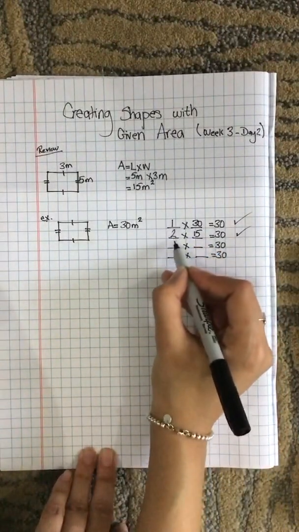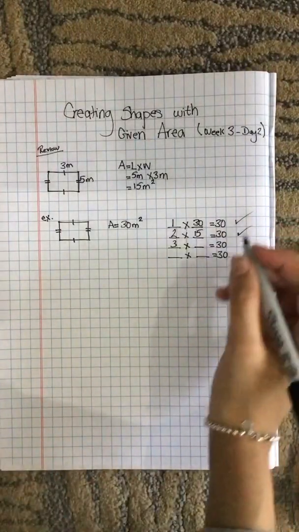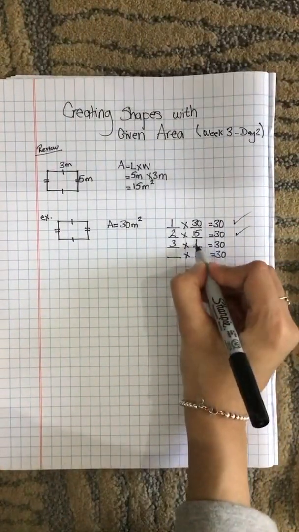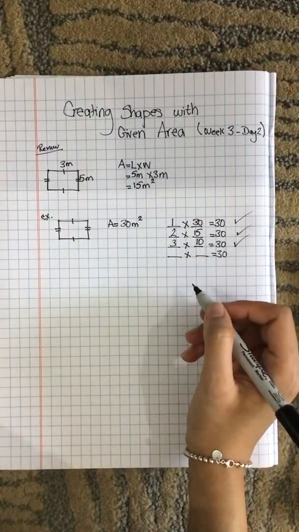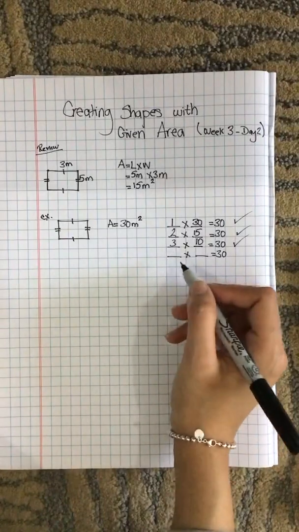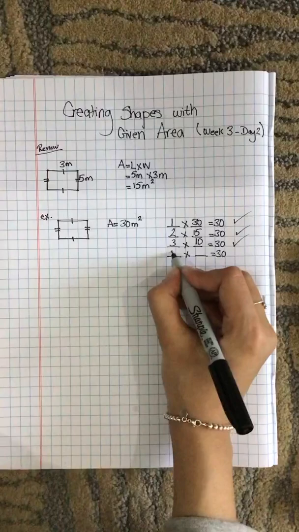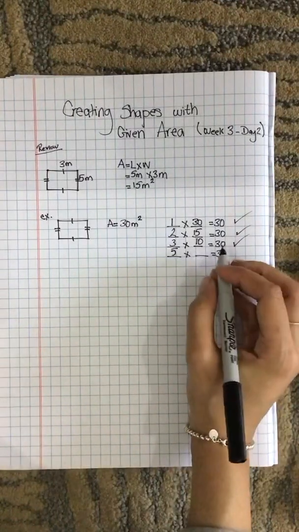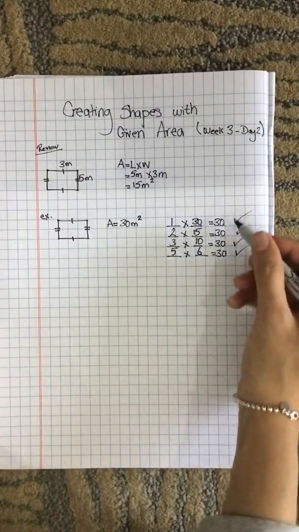What's another one? And again, go down the list. 3. 3 times maybe. Sometimes it doesn't work, but 3. 3 times anything equal 30? Good. 3 times 10. What's one more? Is there anything for 4? Does 4 times anything equal 30? No, right? No. But does 5 times something equal 30? Right? 5 times 6 equal 30. So there are 4 possibilities, 4 options.